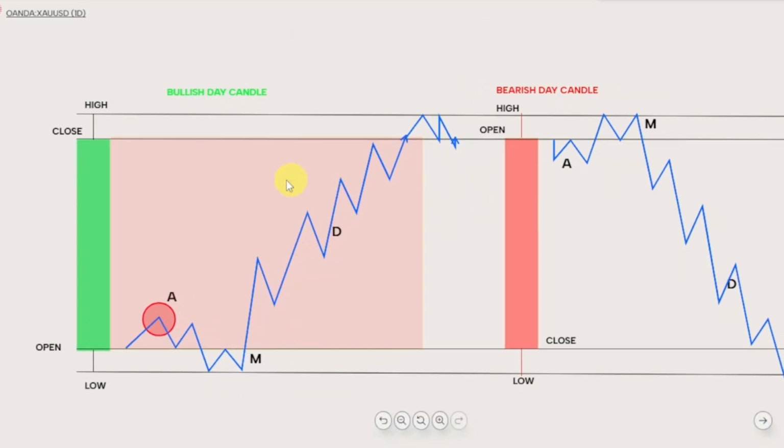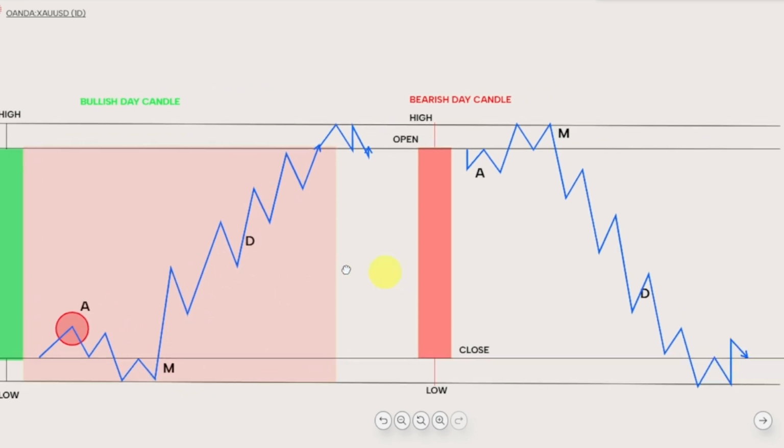So I hope you understand the bullish candle. For the bullish candle, this is the zone that we trade. We try and trade the manipulation. We catch the trade from the manipulation, and now we milk the distribution and we make money from there.